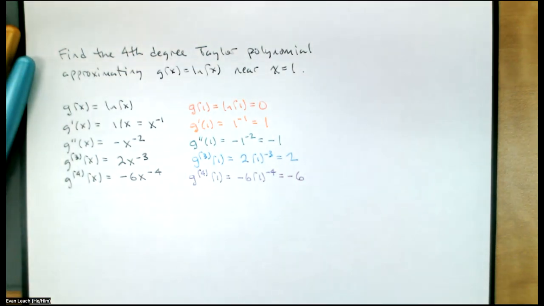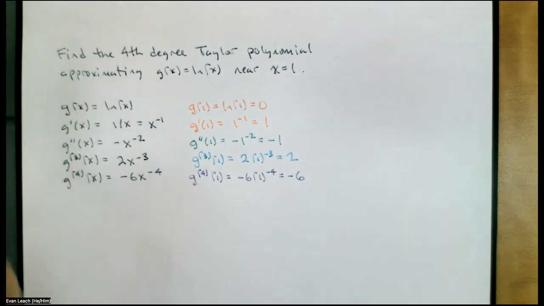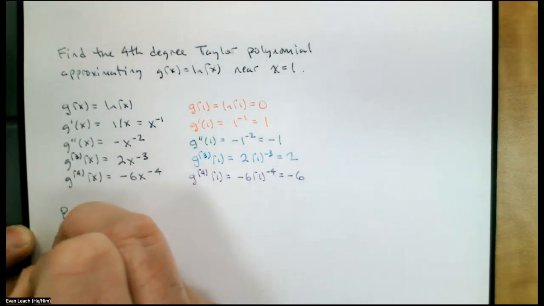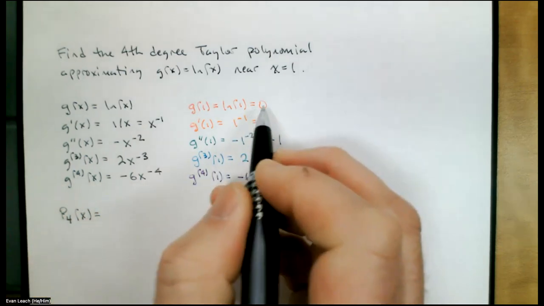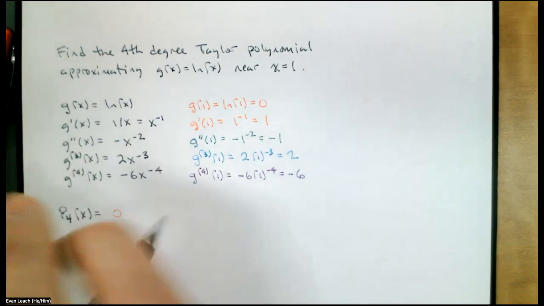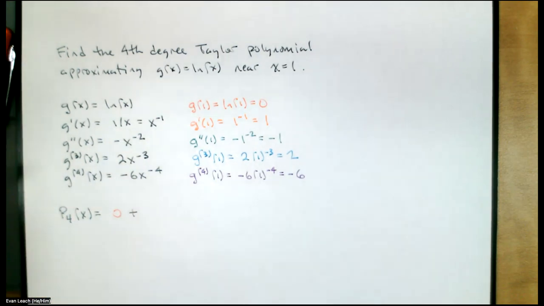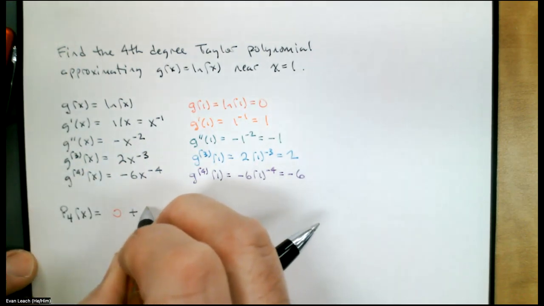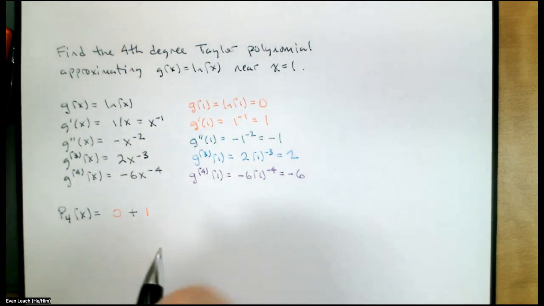So we notice some things about this coefficient. This part of the coefficient, the derivative part of the coefficient, looks like it's going to be an alternating factorial. These are the numerators of the coefficients that go into Taylor's formula. So P4 of x. We'll start off with the value of the function, 0. Plus f prime, or g prime, which is 1, times x minus 1 to the first.